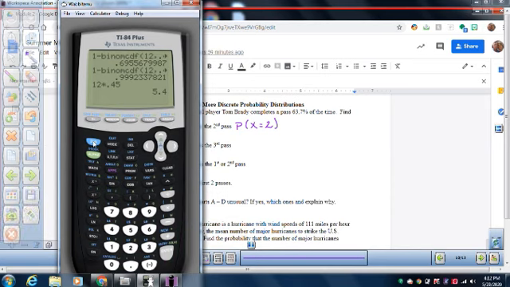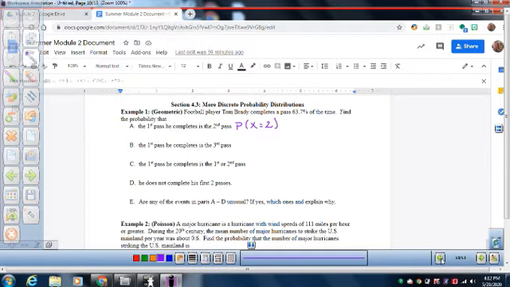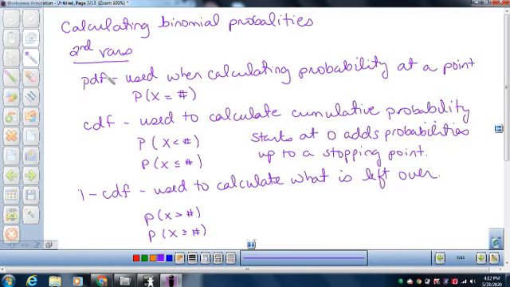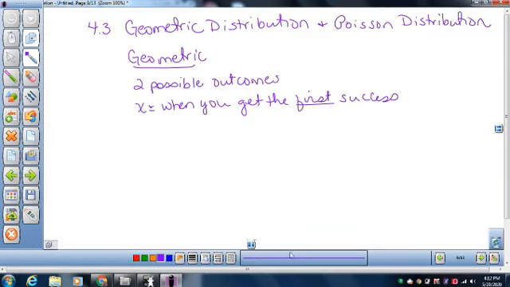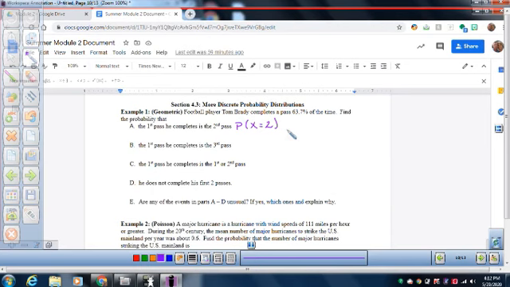Just like with binomial, under 2nd VARS, if you scroll to the very bottom or scroll up, you'll see that there is a geometPDF and a geometCDF. So all the same rules apply, which is why when I gave you these notes, I did not put binom or anything in front of this, because the same concept applies regardless of whether it's binomial or geometric. So this would be geometPDF. You don't have an N, so your P is 0.637. Notice I'm writing all these percentages as decimals, and your X is 2.